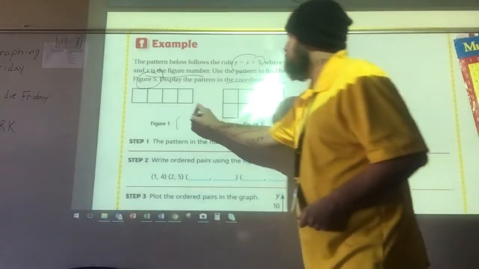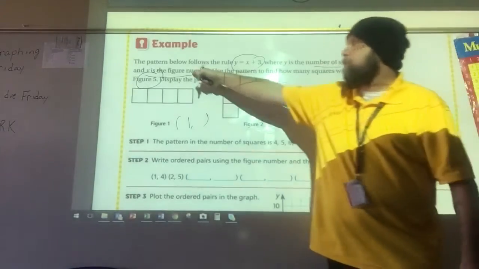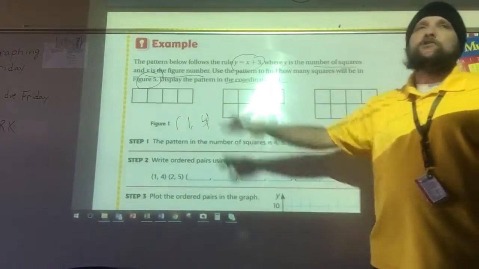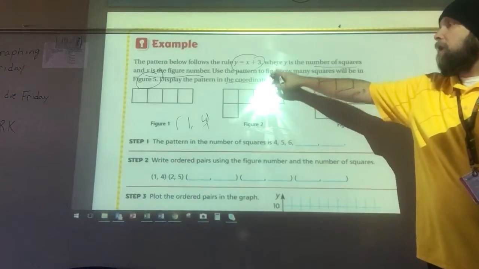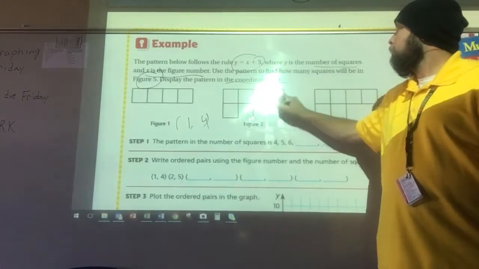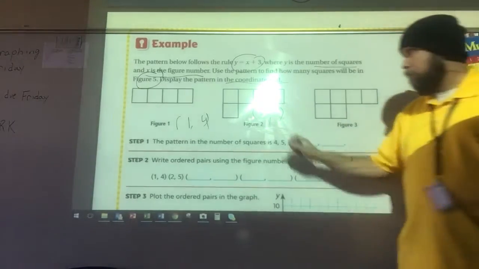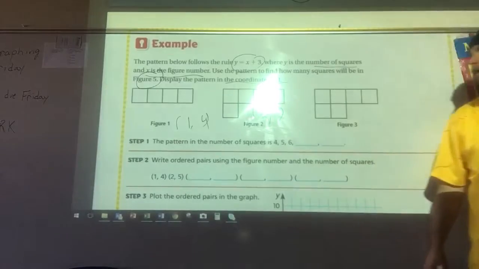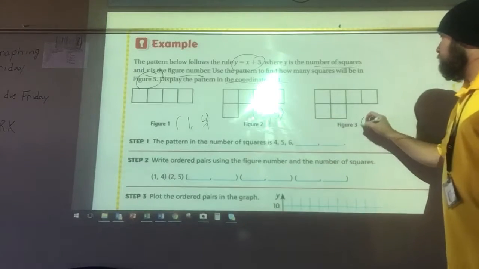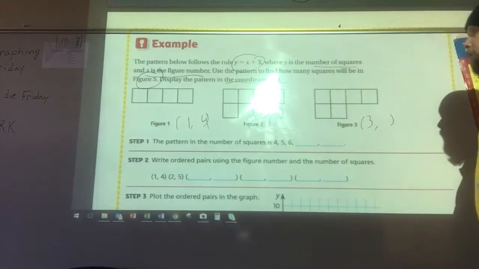1, 4. Because the x-coordinate is the figure number. The y-coordinate is the number of squares. Now, which is easy because you could just count them, or you can follow the rule: x plus 3 equals y. Figure 2. What's the x on figure 2? 2, because the x is the figure number. And the y on figure 2, class? 5. Figure 3. What is the x? 3. And what is the y? 6.